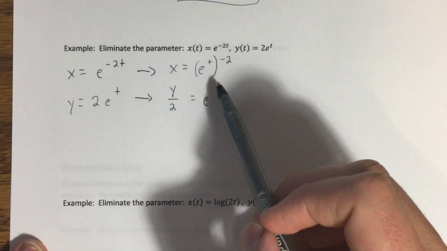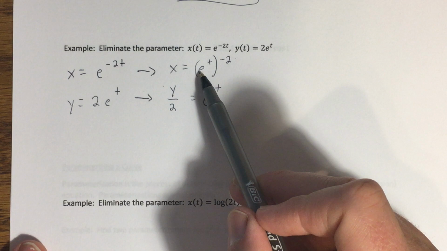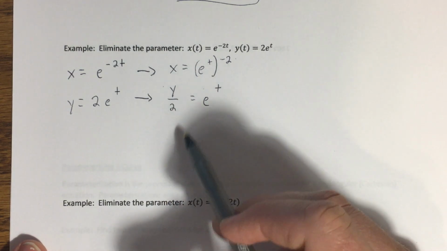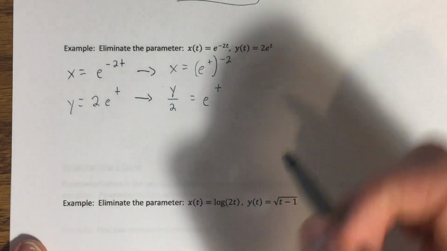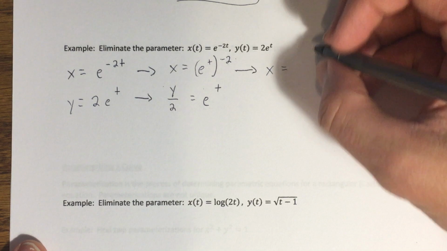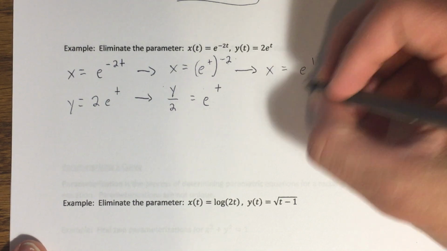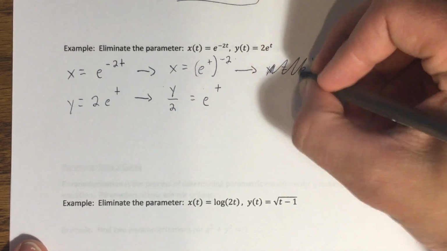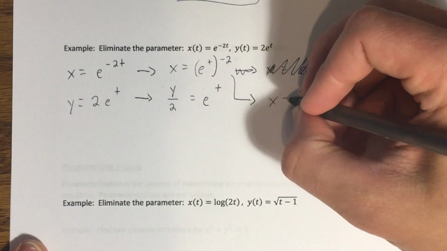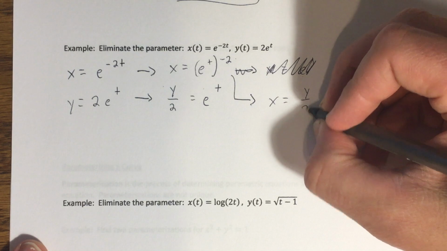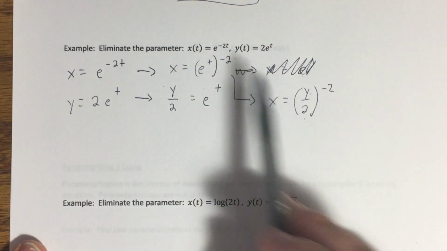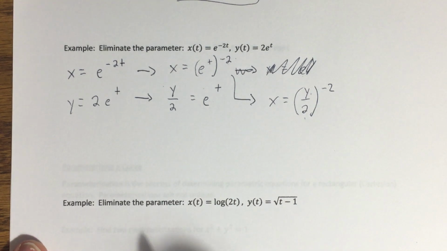So now that I've done that, e to the t is equal to y over 2. So that allows me to use a substitution up here. Okay, so I can say x is equal to e to the, sorry, not e to the t anymore. Let me back that up. Let's come down here. x is equal to y over 2 to the negative second power. I've substituted y over 2 for the e to the t that originally appeared here.